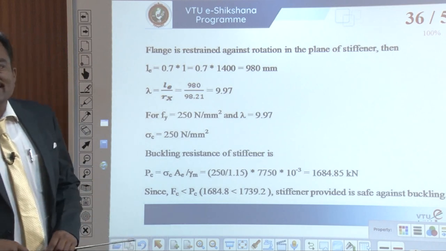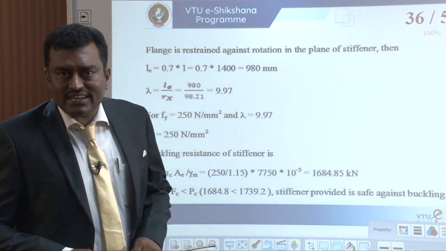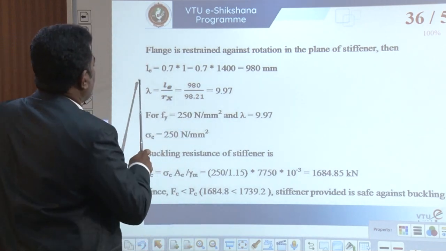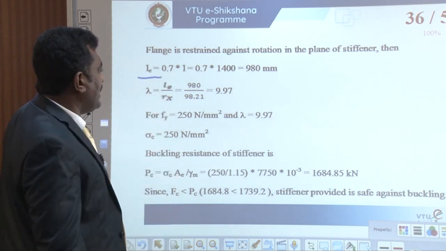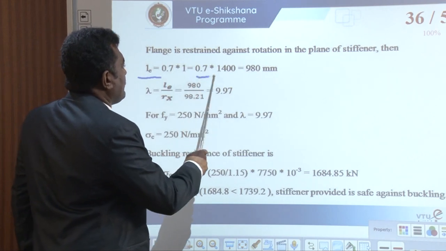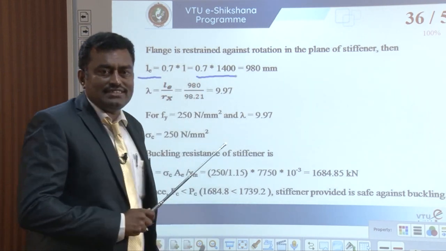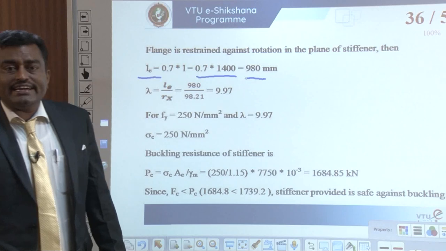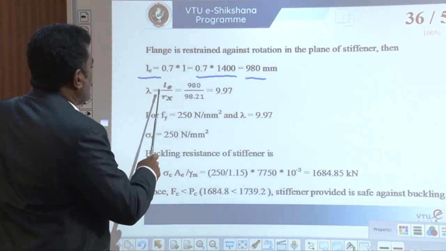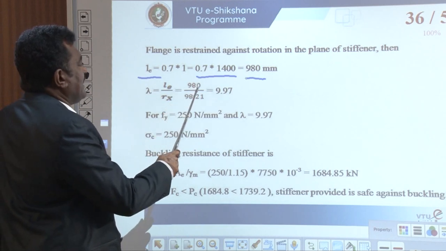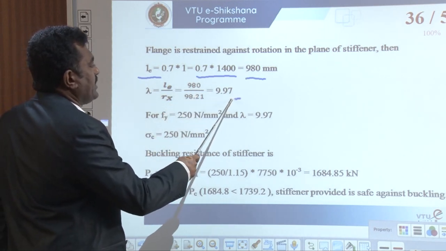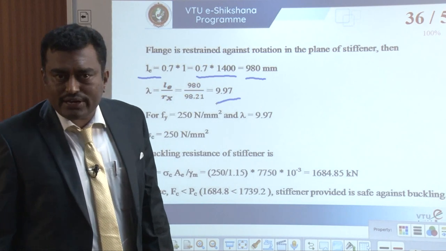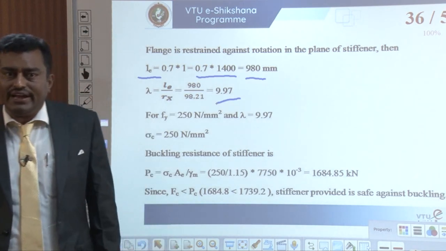Then the flange is restrained against rotation in the panel of the stiffener. Then the value will be, that is LE is equal to 0.7 into D, that is the depth. We are multiplying this, we are getting 980 mm. Then lambda is equal to LE by rx, that is 980 divided by 98.21, which gives 9.97.